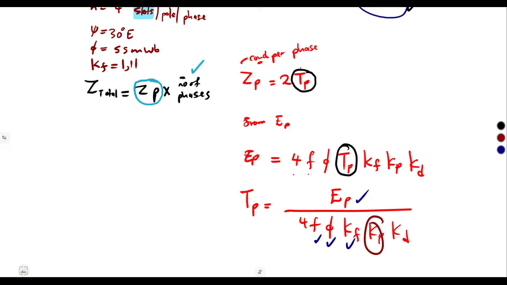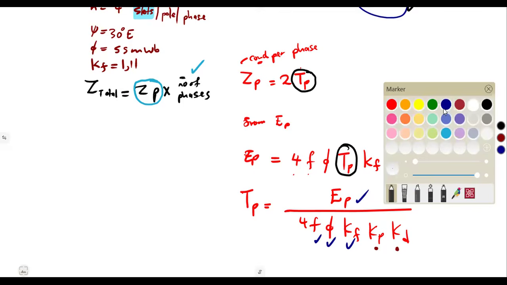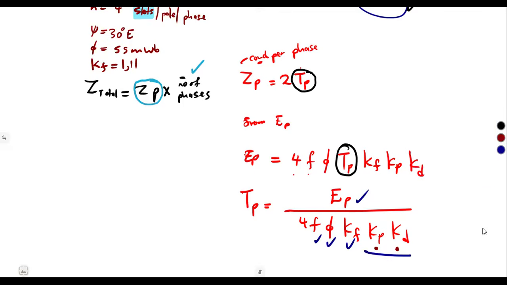Your pitch factor, you do not have. Totally, there's nothing. You have to calculate it. The distribution factor, we do not have. So what we are going to do is to calculate these two. Guys, take note. We are going to calculate KP and KD. We substitute them here. We find TP.